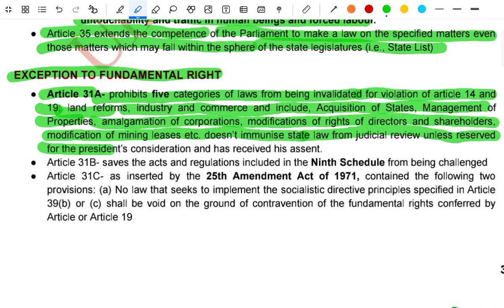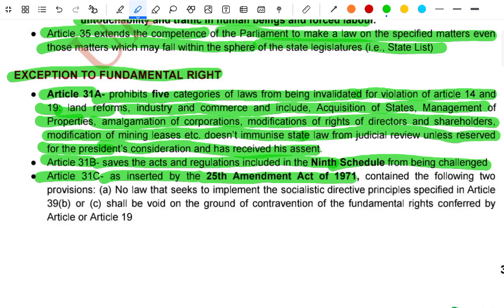Such a state law is not open to judicial review unless it is reserved for the President's consideration and has received his assent. Article 31B saves acts and regulations included in the Ninth Schedule from being challenged. Article 31C was inserted by the 25th Amendment Act of 1971.